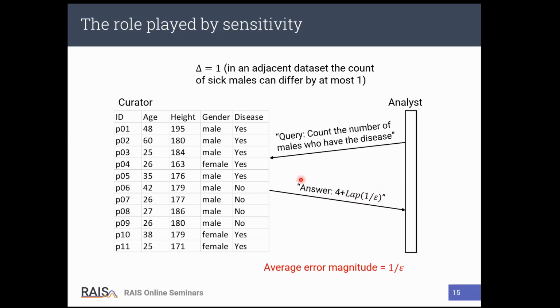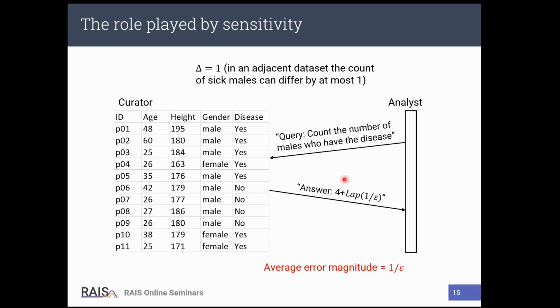And you can see that, for example, if we apply epsilon equal to 1, we have an average error with magnitude 1, which means that the answer could be, on average, 4 or 5 or 3. So basically, the idea is that we could compensate for one extra user or one less user with the noise.